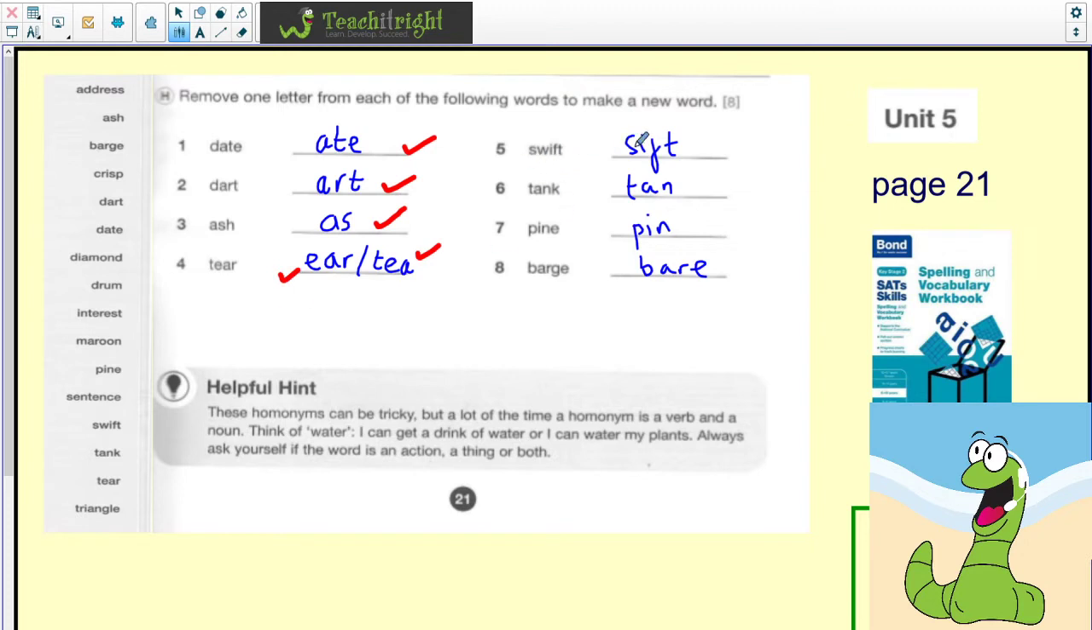And then we've got 5, we've got sift, like sift through something. Take out the W. Tank and tan, pine and pin, and barge and bear. Another really helpful hint down here. These homophones can be tricky, but a lot of the time a homophone is a verb and a noun. Think of water. I can drink of water, or I can water my plants. Always ask yourself if the word is an action, a thing, or possibly both.